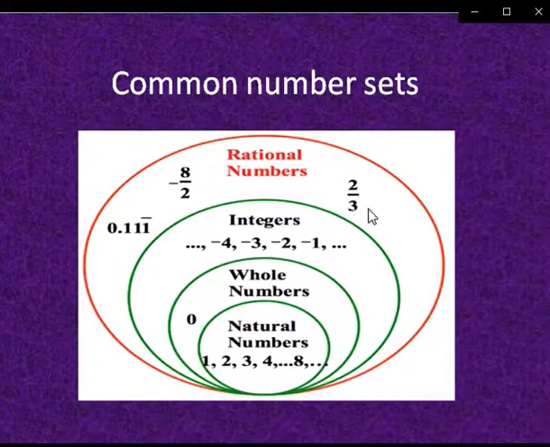If you notice, rational numbers are numbers of the form numerator over denominator, okay? Some of them are negative, some are positive, and we also have decimal numbers. Some of them are repeated and some of them are terminated.